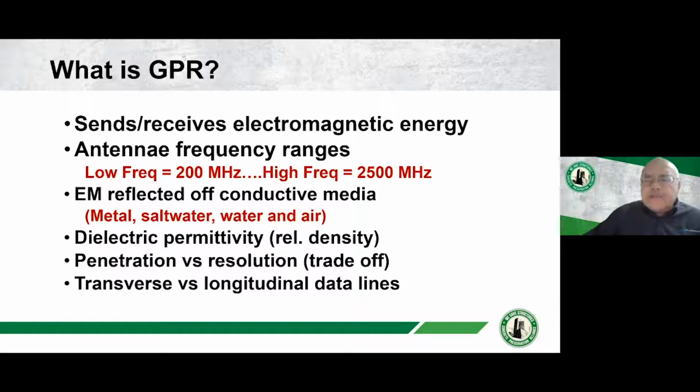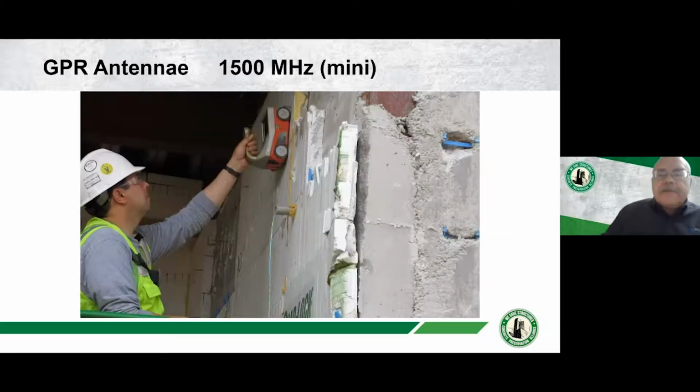The other end of the spectrum is the high frequency. This is used to evaluate concrete, 1500 megahertz, 2000 megahertz, even 2500 megahertz is good for locating rebar in concrete, confirming some of the deterioration in concrete. With a mid-range frequency, if you put the low, mid, and high frequency together, you can look through various thicknesses of concrete. The electromagnetic energy is reflected off conductive material. Metal is conductive, salt water is conductive, and we're really looking at the relative density of the material that we're testing.